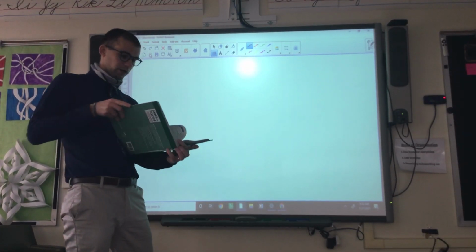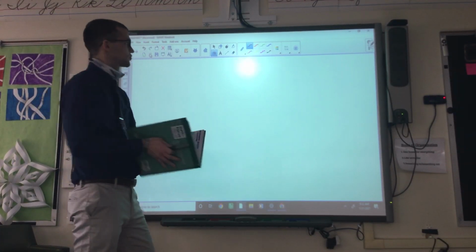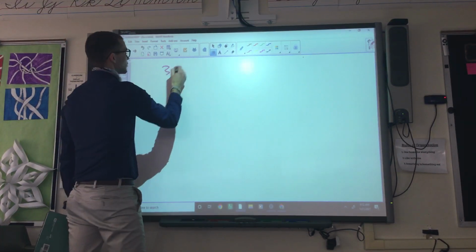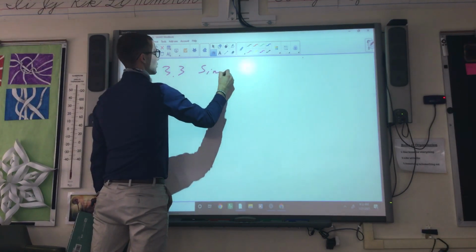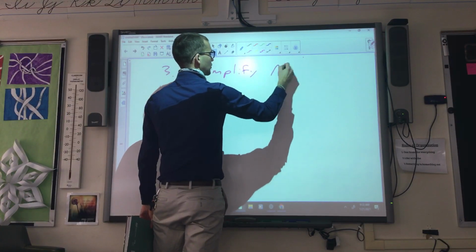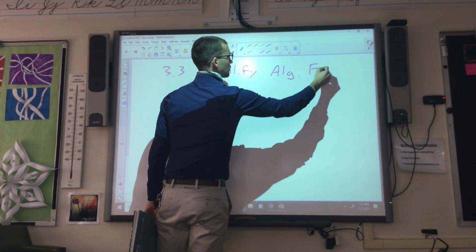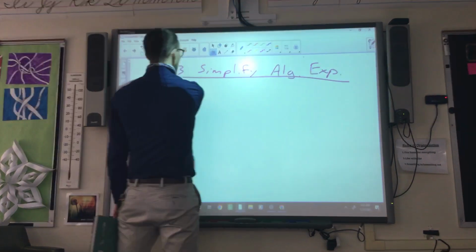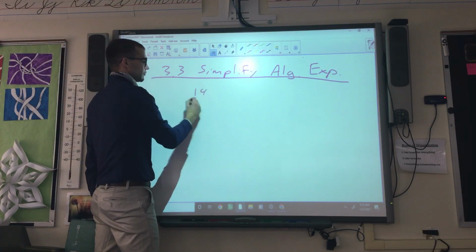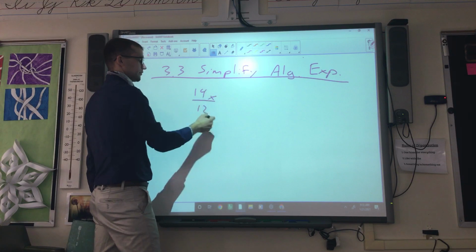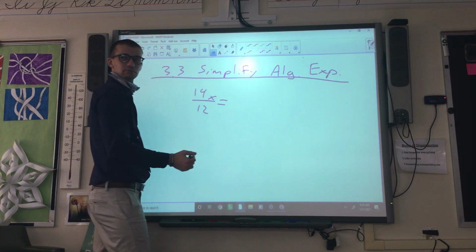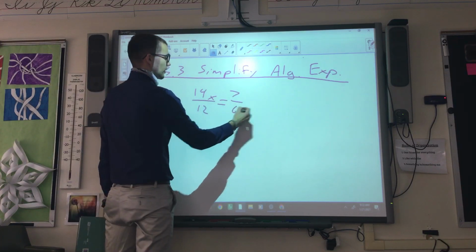Okay, we are on 3.3, simplifying algebraic expressions. So simplifying, you guys know what that is. For example, that last problem we had, 14 over 12x simplifies to 7 over 6x.